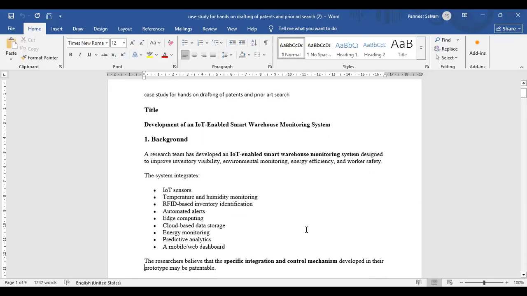The proposed system is designed to improve inventory visibility, environmental monitoring, energy efficiency, and worker safety. It integrates several technologies including IoT sensors, temperature and humidity monitoring, RFID-based inventory identification, automated alerts, edge computing, cloud-based data storage, energy monitoring, predictive analytics, and a mobile or web dashboard.